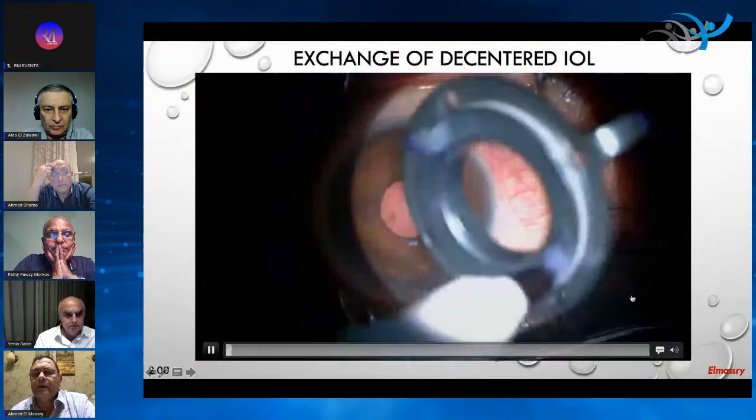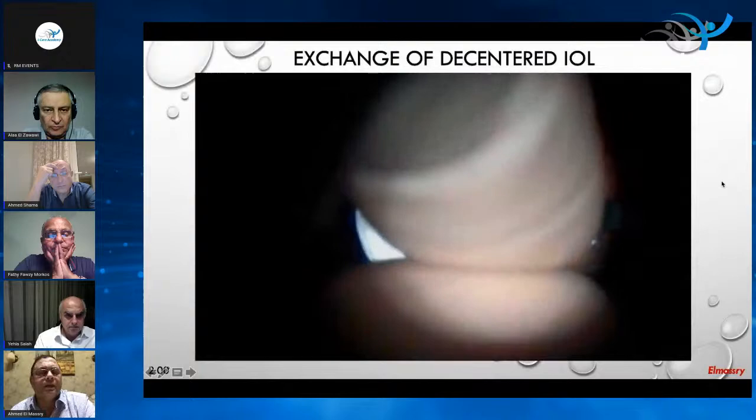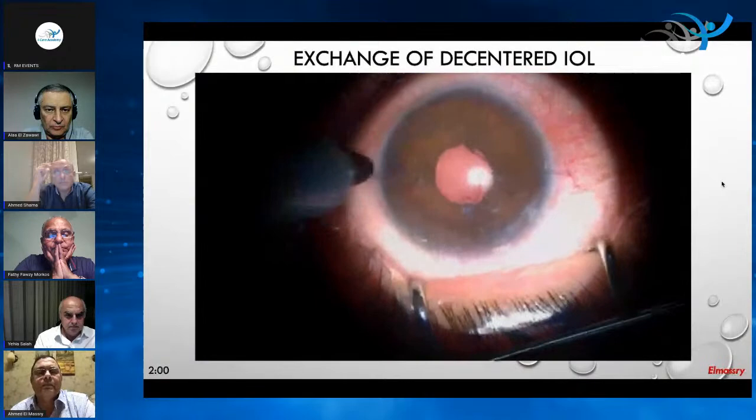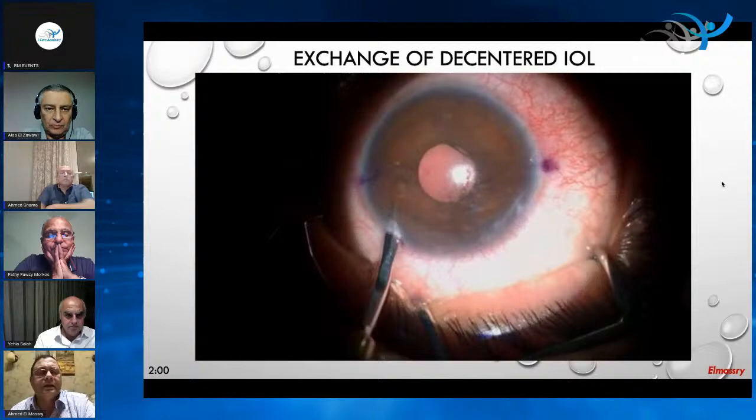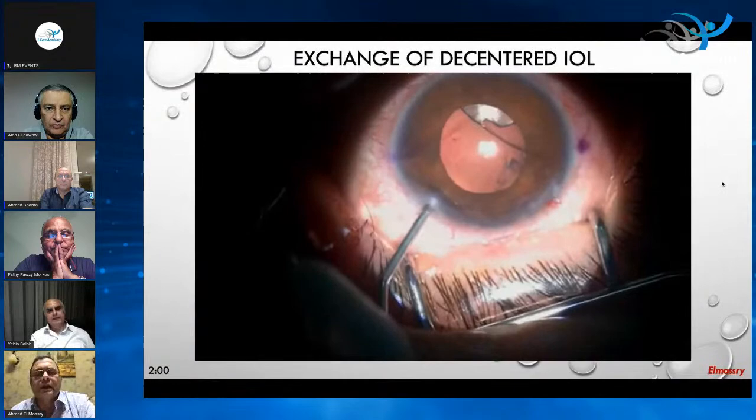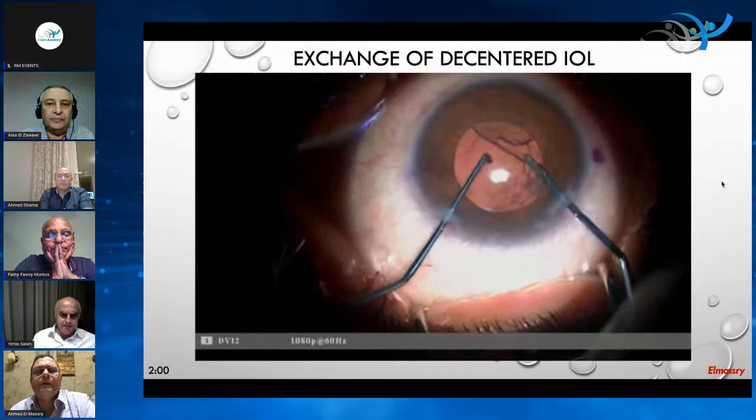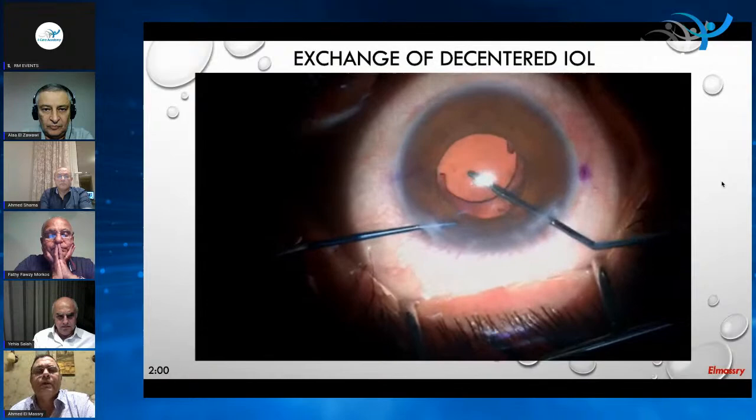Again, here, a case of decentered IOL, this is another indication of IOL exchange. The patient came pseudophakic, and he had surgery somewhere else. And here, the plan from the start was to do a Verisyse or Artisan IOL, getting the haptics of the IOL out. Be very careful, because here definitely there is a rent in the posterior capsule.